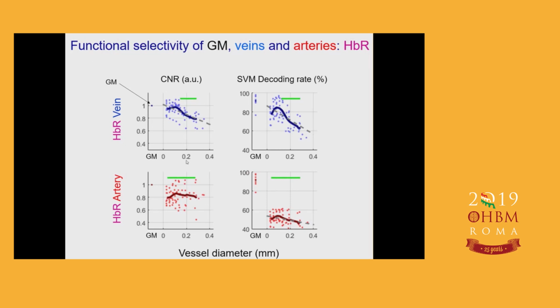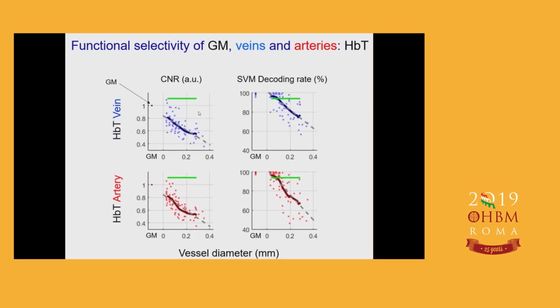We can then look at the contrast to noise ratio in vessels and see that with small vessels, the contrast to noise ratio of veins is very similar to the contrast to noise ratio of the gray matter when looking at BOLD response, and this is true also for support vector machine, SVM, decoding rate. This is not the case for blood volume imaging, where the response in blood vessels drops, the spatial specificity drops relative to gray matter, both as imaged by contrast to noise ratio and support vector machine decoding.